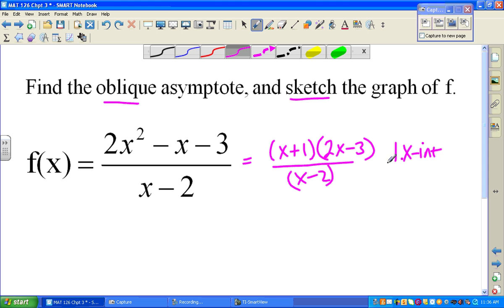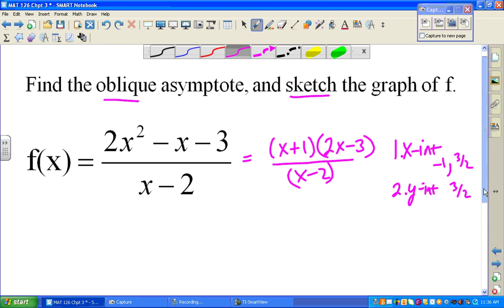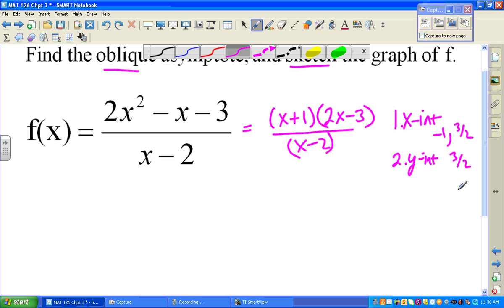I'll just start at the beginning. X-intercept is going to be at -1 and 3/2. Y-intercept: you put 0 in for all the x's, you end up with a positive 3/2. Interesting. X and Y have the same intercepts. Number 3. X cannot equal 2. And if I put 2 in, I end up with some number over 0. So that tells me there's a vertical asymptote at x equals 2.